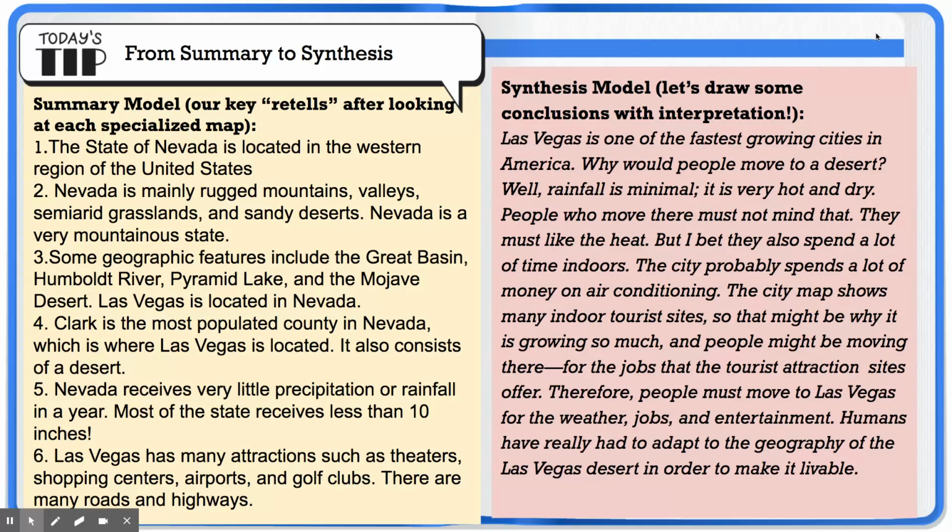The city map shows many indoor tourist sites, so that might be why it is growing so much. And the people might be moving there for the jobs that the tourist attraction sites offer. Therefore, people must move to Las Vegas for the weather, jobs, and entertainment. Humans have really had to adapt to the geography of the Las Vegas desert in order to make it livable. So what we did here, social studies scholars, is we used our summary retells to now form a new conclusion, form a synthesis, really thinking about Las Vegas and how the people have adapted to the geography of this state.